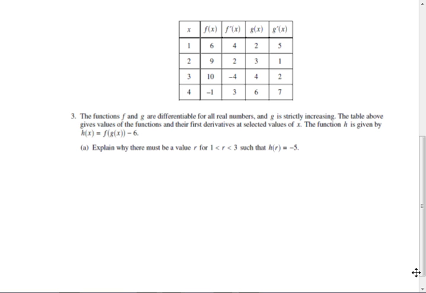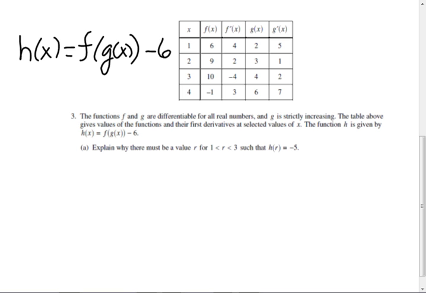And this says I have two functions, f and g. They're differentiable. We don't know what that means. For all real numbers, g is strictly increasing, which means it's just getting bigger. That's all it says. The table above gives values of the function and the first derivatives. We don't know what derivatives are either. So your question is, well, what's f prime and g prime? Those are derivatives. But I don't know what they are yet, so I'm not going to pay any attention to them. I'm going to do what I can do. That's why only part A is there. And it says the function h is given by, and I'm going to write it up here so you can see it. h of x is equal to f of g of x minus 6.